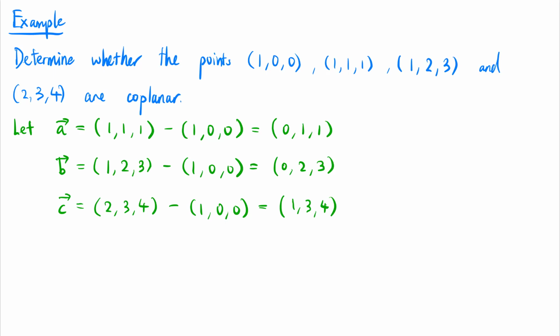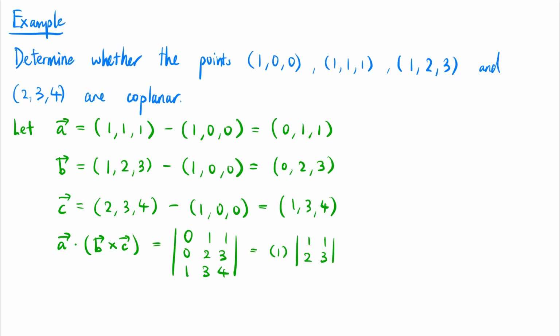These three vectors, originating from the same point, form a parallelepiped, and its volume tells us whether the 4 points are coplanar. So we compute A dot (B cross C), which equals the determinant of the matrix with rows (0, 1, 1), (0, 2, 3), (1, 3, 4). Expanding along the first column, we get 1 times the determinant of (1, 1), (2, 3). This equals 1, which is non-zero. So the volume of the parallelepiped formed by A, B, and C is non-zero, which means that the 4 points are not coplanar.